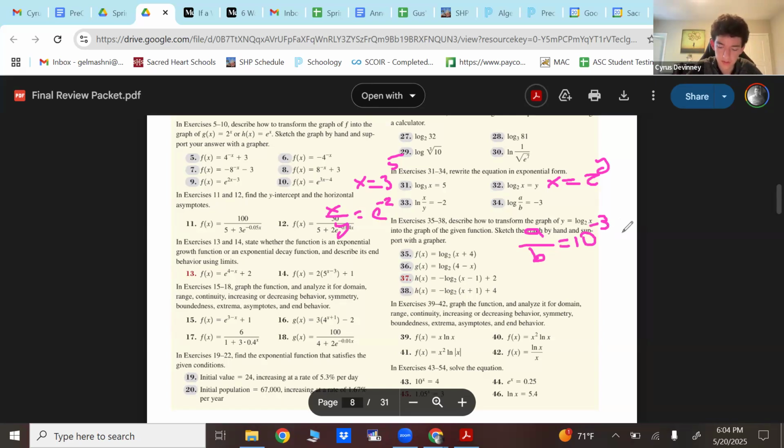31 is, yeah, x equals 3 to the 5th. 32 equals 2 to the y. 33 is x over y equals e to the negative 2. And 34 is just a over b equals 10 to the negative third. Right. Okay.